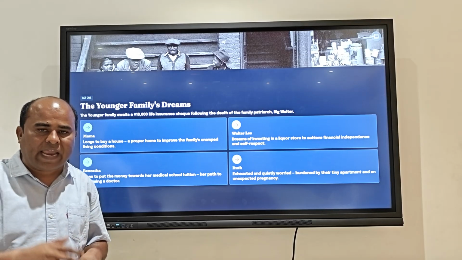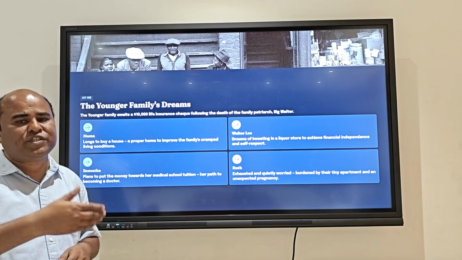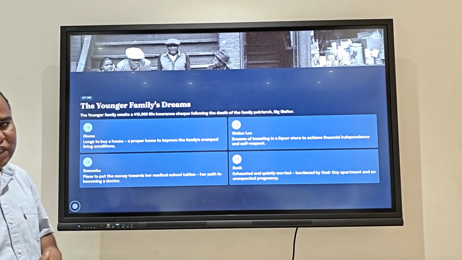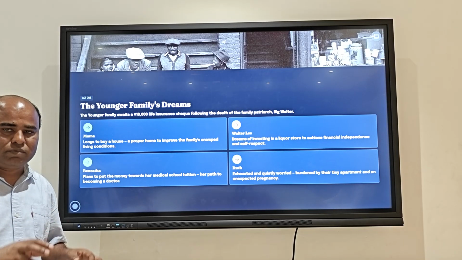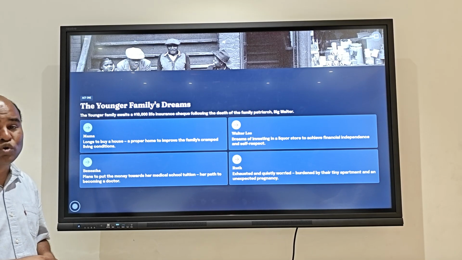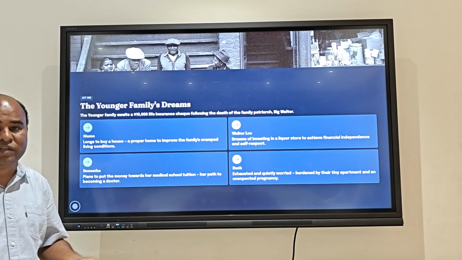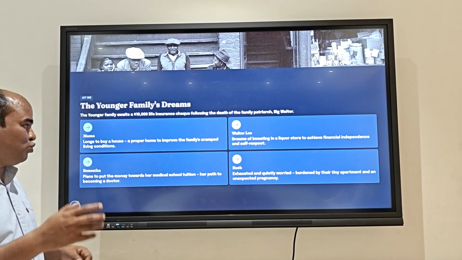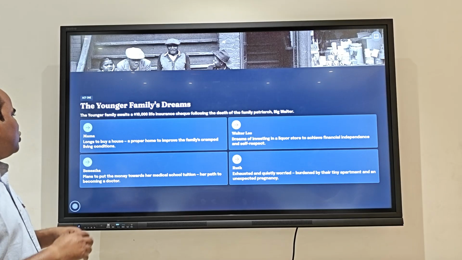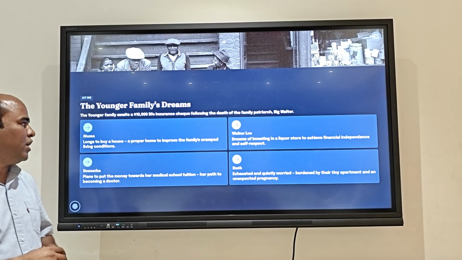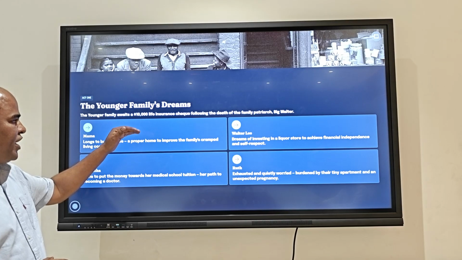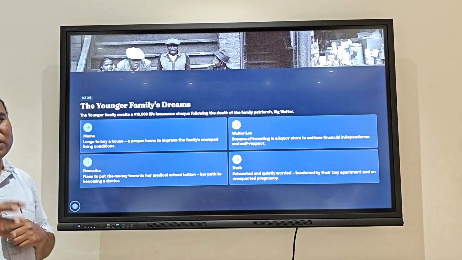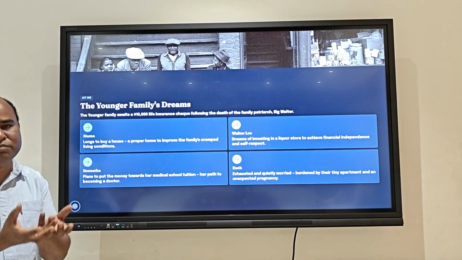So he's died, and the family is going to receive an insurance sum because he had taken out an insurance on his life, and the family is going to receive 10,000 American dollars, which is a huge amount even today, and our play is situated in the 1950s, so back then it was also a huge amount. So the Younger family is awaiting that payment, that insurance check, which they are going to receive, and each member of the family has a dream.